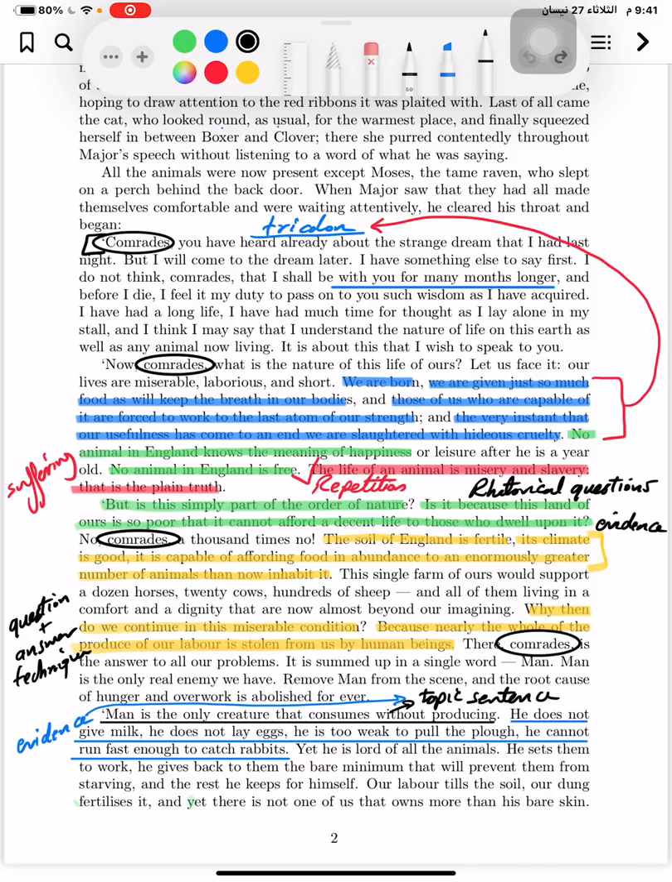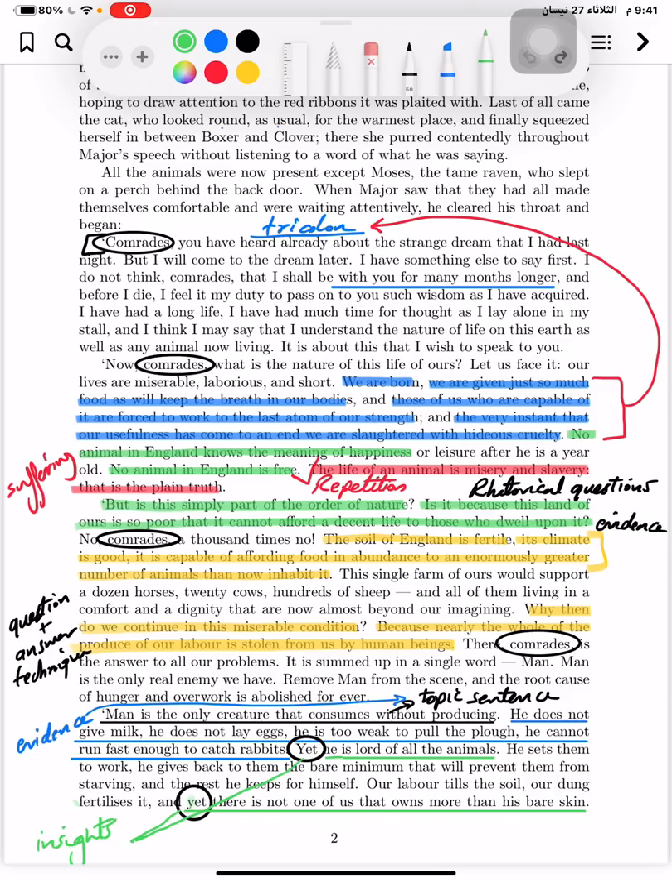Then the topic sentence is supported by two repeated insights introduced by the repeated word "yet", in the middle of the paragraph and at the end of page 2, when Old Major said, "Yet he is lord of all the animals," and then he repeated the idea when he said, "Yet there is no one of us that owns more than his bare skin." If we look closely at these two structures, we find that what precedes them, if it is positive, then the insight is presented as being negative.